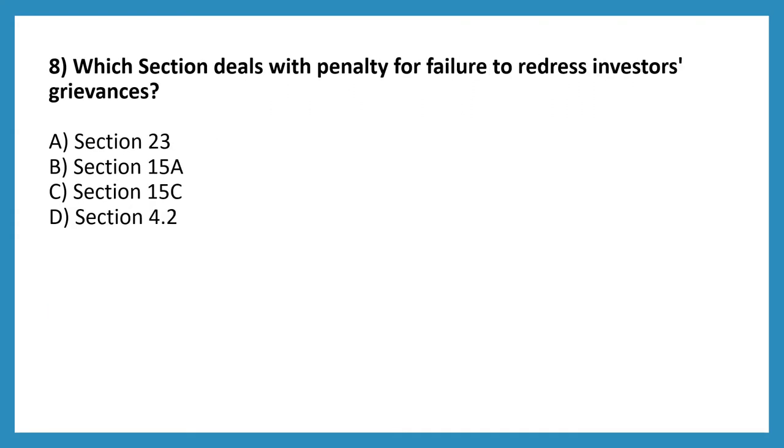Which of the following sections deals with penalty for failure to redress investors' grievances? Option A, Section 23. Option B, Section 15A. Option C, Section 15C. Option D, Section 4.2. The correct answer is option C, Section 15C.